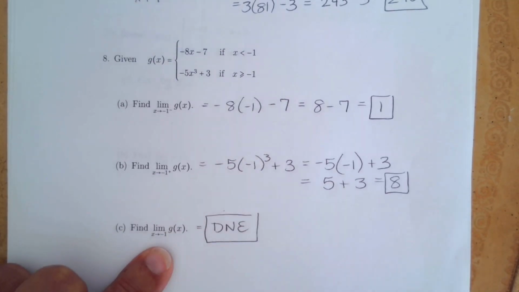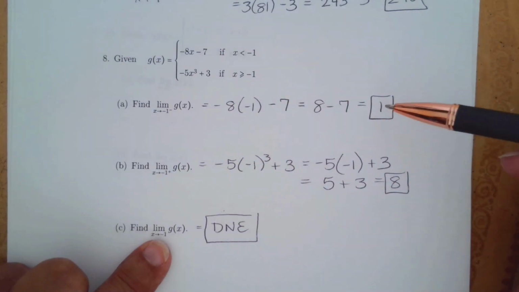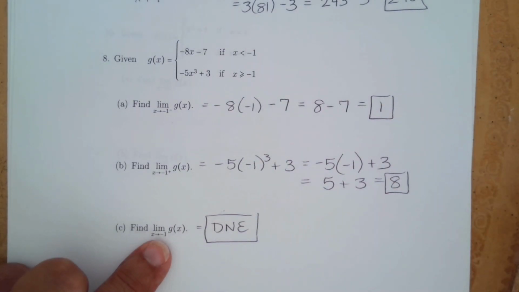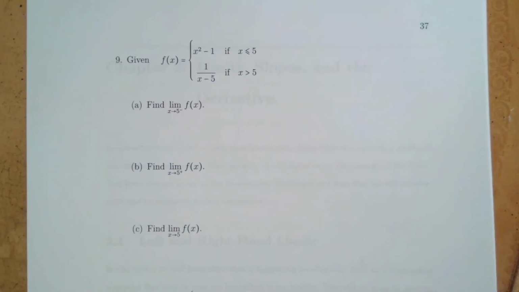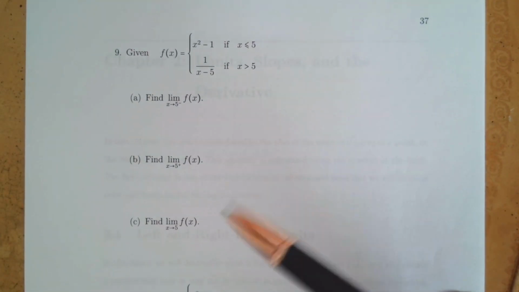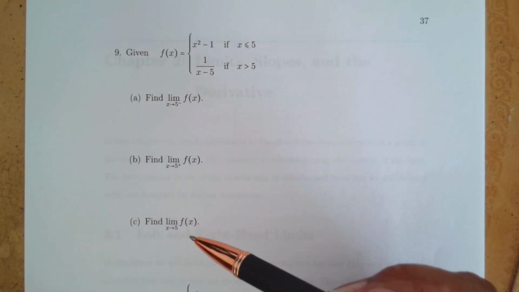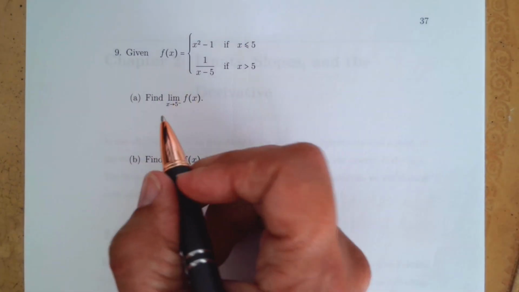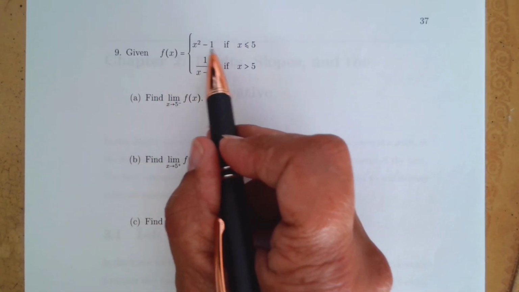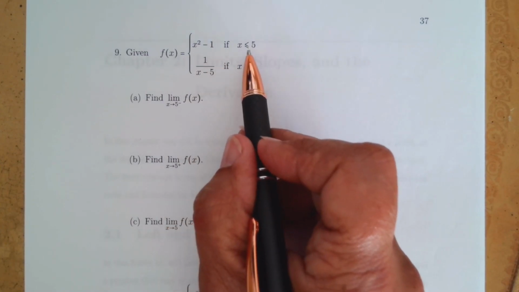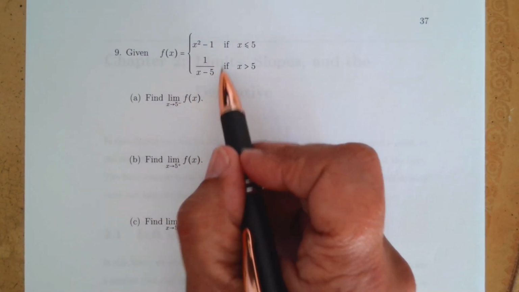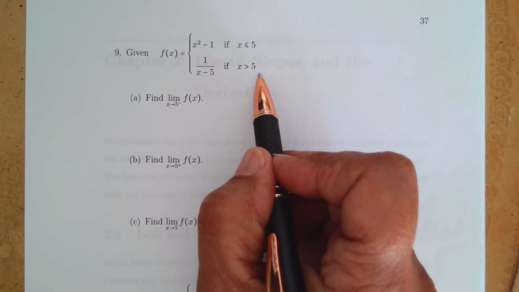Remember, I don't have to solve this. If they ask me for this, I have to look at the left and the right. All right, so let's try that a couple more times on the last page with numbers 9 and 10. Same exact thing. We're going to look at the left limit, the right limit, and then see if there's a limit that exists. Again, we're going to use the top polynomial if x is less than 5. We're going to use the bottom one if x is greater than 5.